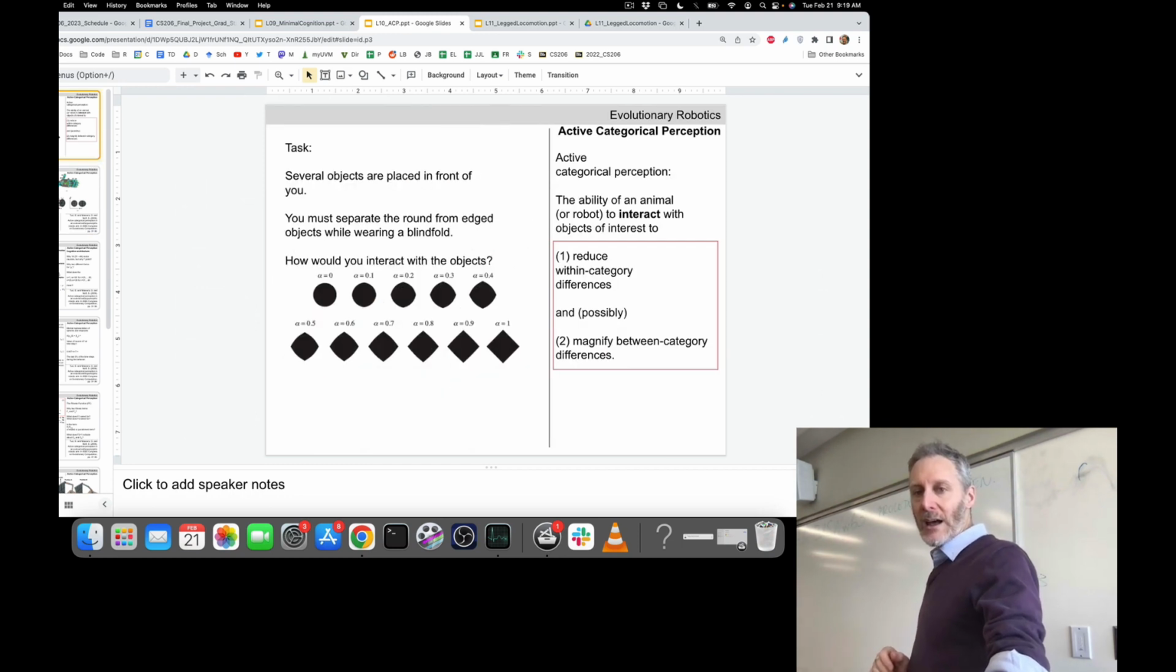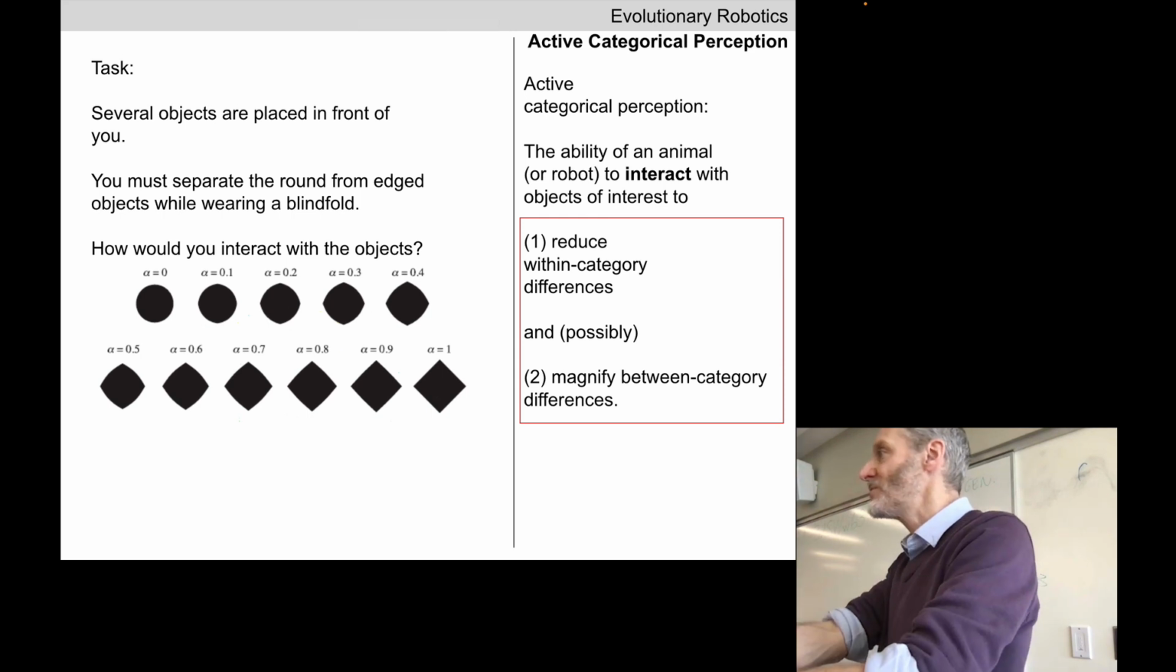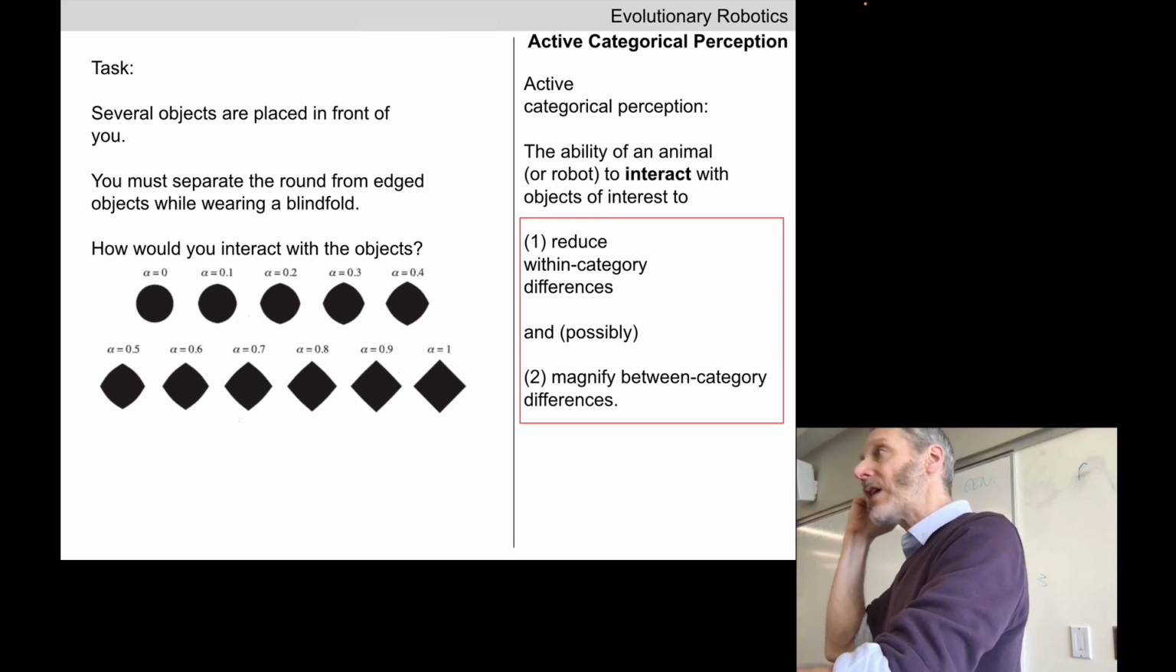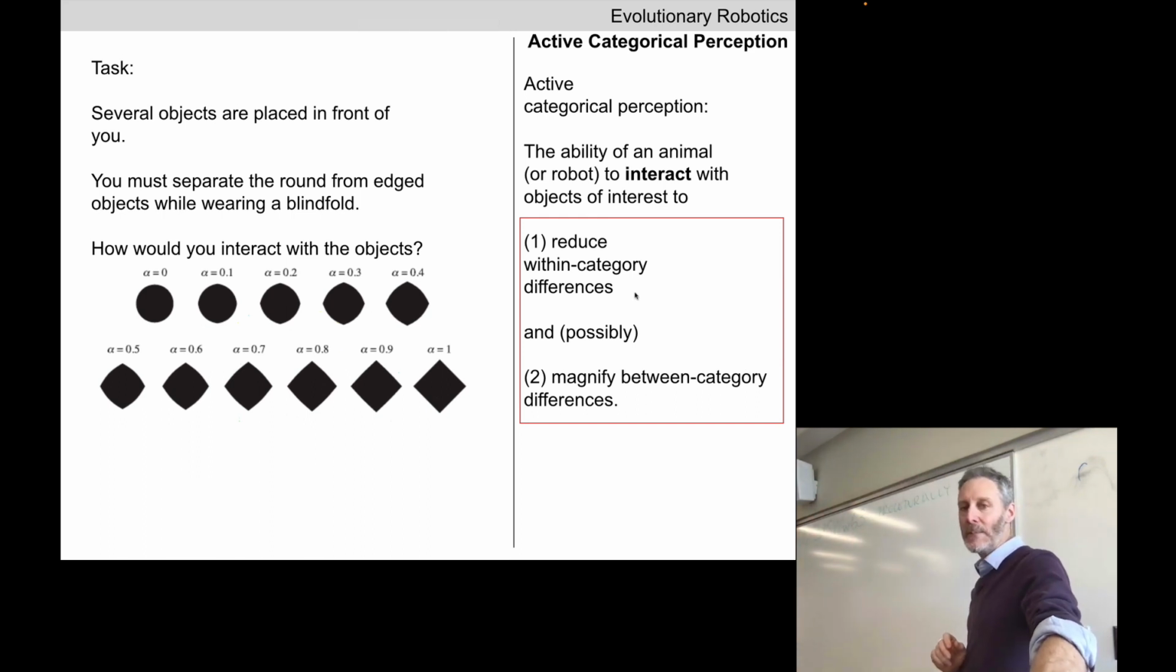I'm sorry, I skipped over this, so I wanted to come back to it. When an organism or a machine is attempting to perform active categorical perception, there's an infinite number of actions you can perform with objects. What are those actions designed to do? They're designed to do 2 things, possibly at the same time.